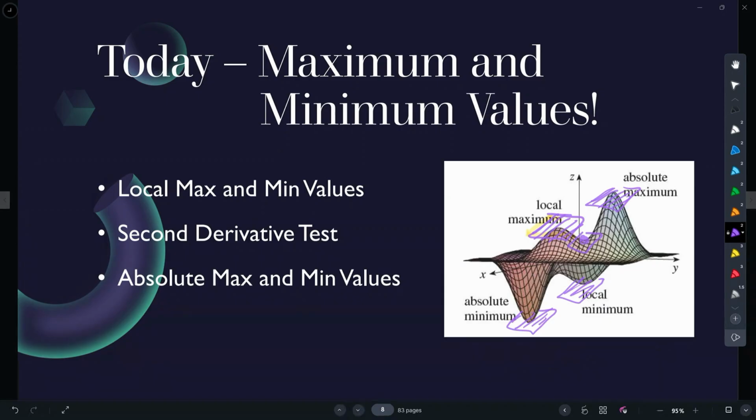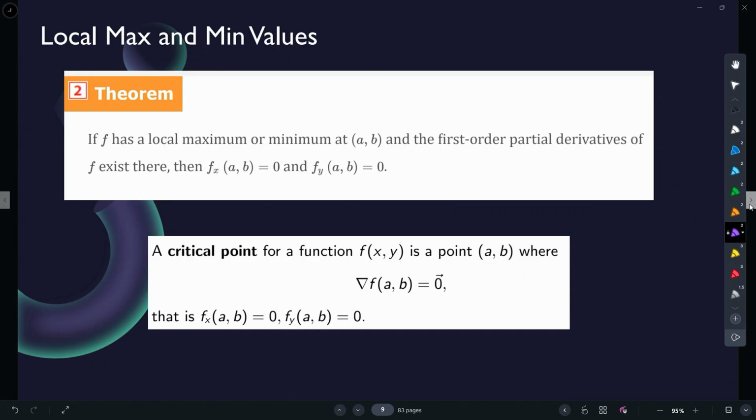So how do we check what's happening? First of all, we are going to detect where there might be local max and local mins by finding places where the tangent plane is parallel to the xy plane. And that happens when what we call the gradient vector vanishes, or when both coordinates of the gradient vector are zeros. Okay?